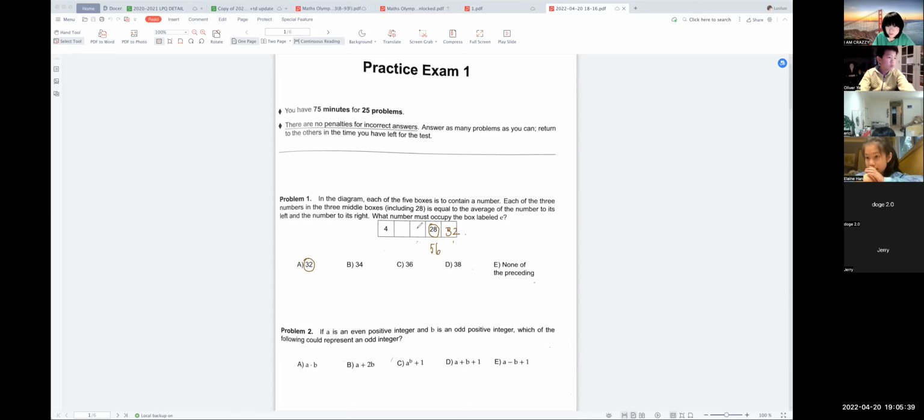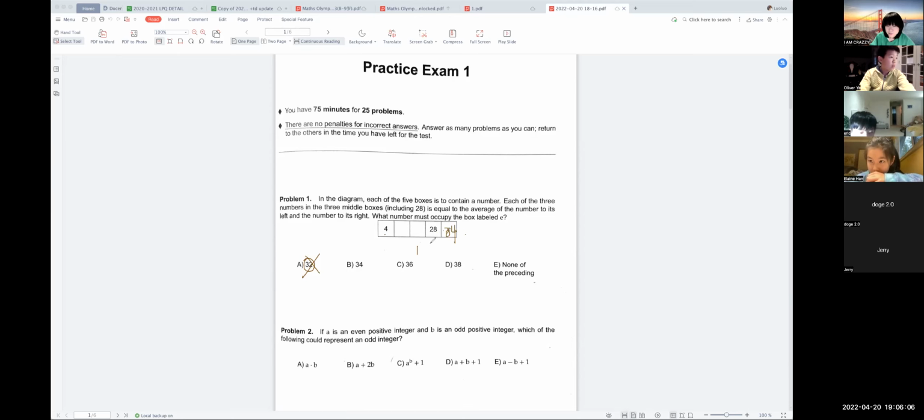56 minus 32 equals what? 24. So basically, this is the middle number of these two numbers. So 48 minus 28 equals 20. So 20 times 2 equals 40. 40 is not equal to 4 plus 24, so 32 is not the right answer. Understand? Okay, so now let's try 34.